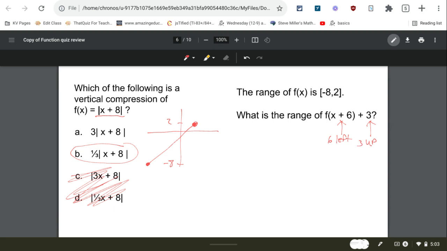All right, so because we're moving it 3 up, both of these numbers are going to change. We're going to add 3 to each of these since we're moving it up. So the negative 8 is going to become a negative 5, and the 2 is going to become a 5. 2 plus 3 is 5. Negative 8 plus 3 is negative 5. This would be our new range.